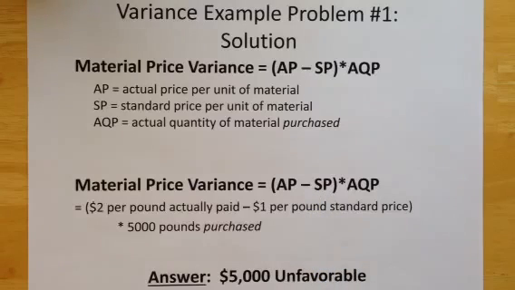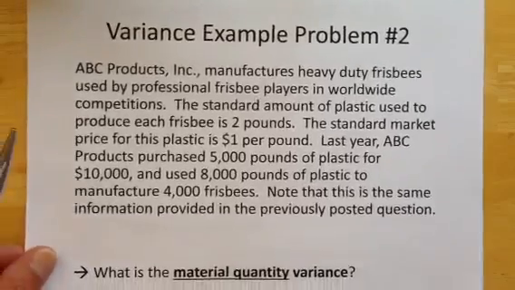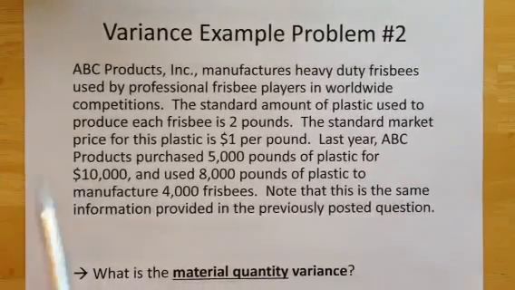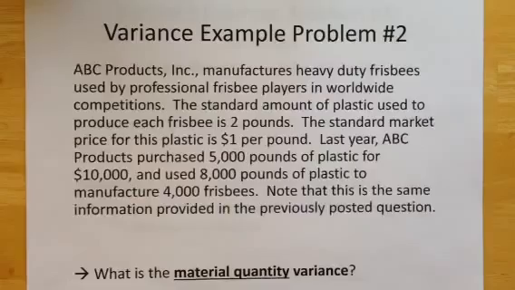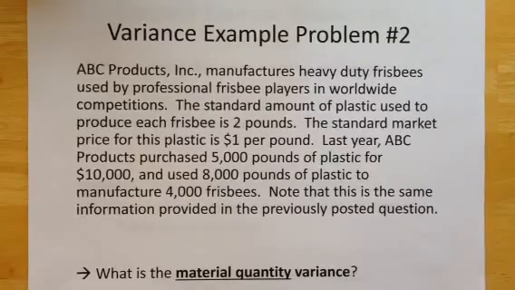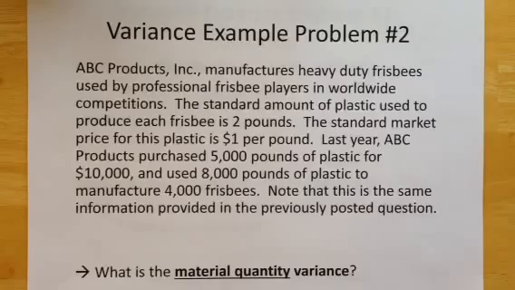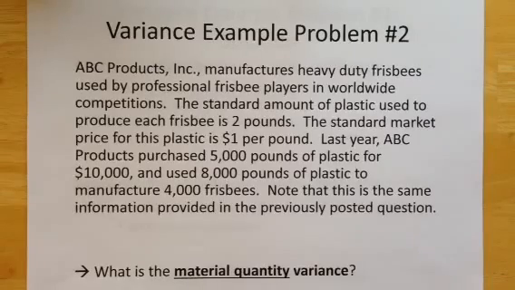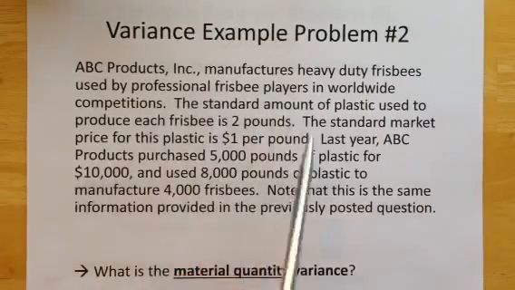Now, this is the part that will trick students sometimes. Take a look at AP. That's the actual price per unit of material. Do you see that we plugged in $2 per pound that we actually paid for plastic? We plugged that value in for AP. Where did we get that? Some students may not like it that nowhere in this data are we told that we actually paid $2 per pound for plastic this past year. However, we need to calculate that based on what we've been given here.